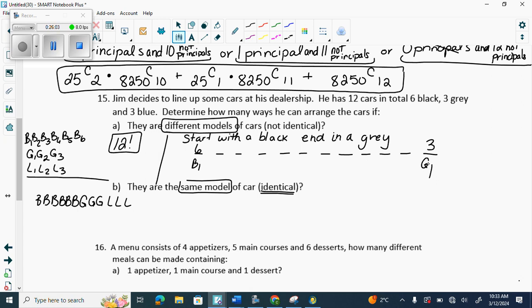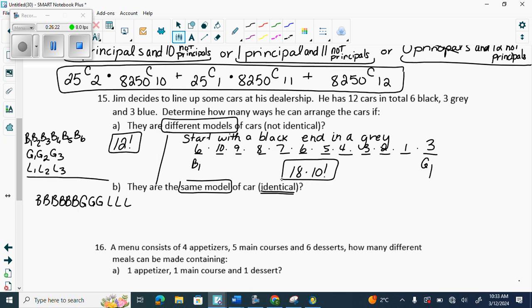So we have 10 left here, then 9, then 8, then 7, then 6, then 5, then 4, then 3, then 2, then 1. And you'll often represent this as 6 times 3, which is 18, times 10 factorial. Right? That might be how the answer is written.